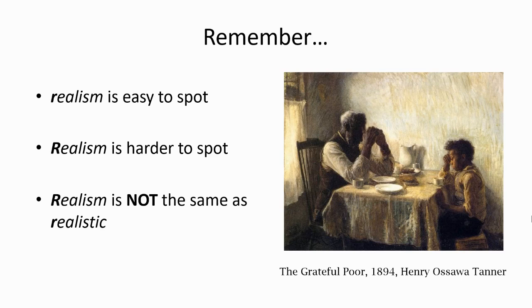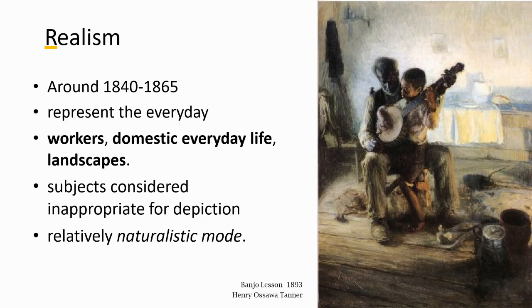So if you see realism with a capital R, it's talking about the art movement, not how realistic the artwork is. Because you can see in this piece by Tanner, it's not as hyper realistic as the neoclassical, but it's very much a painting from the realism movement, and we'll talk a little bit about what that means. So realism with that capital R spans from around 1840 to around 1865, and it represents the everyday.